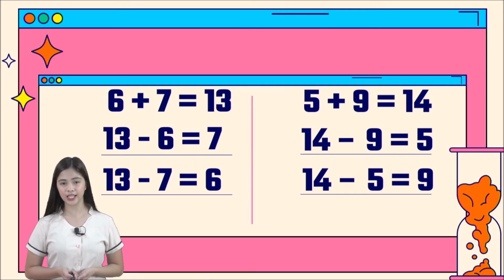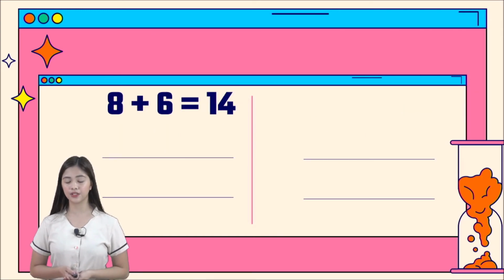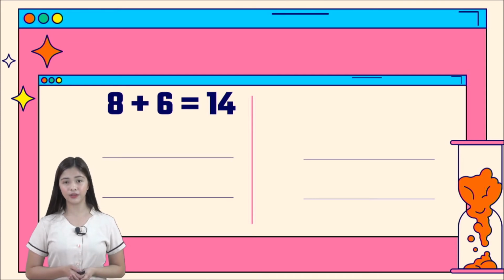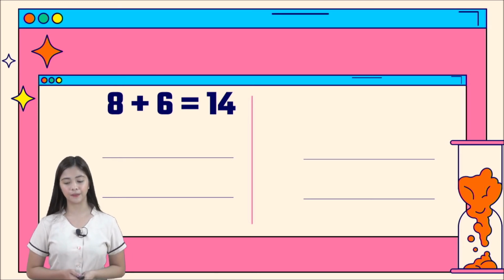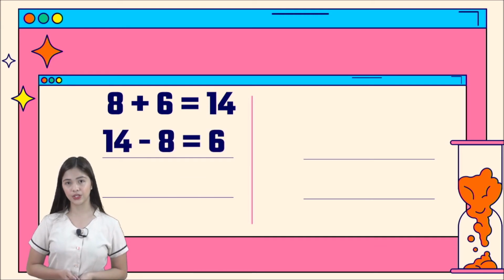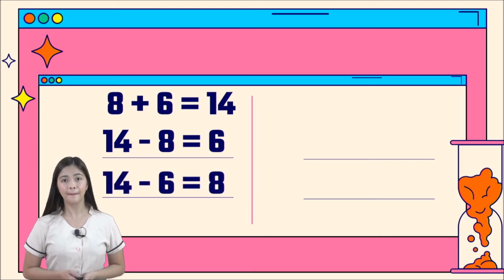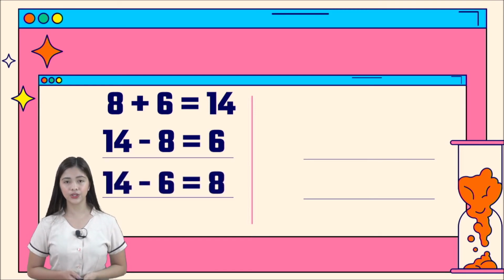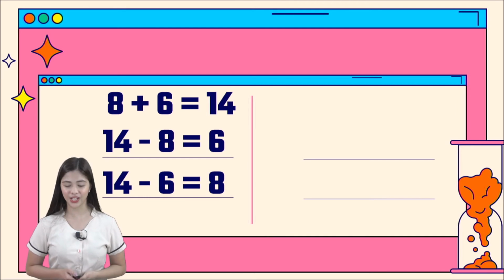Now, let's proceed to number 3. Let's have 8 plus 6 is equal to 14. Again, remember kids, the sum will always be the minuend for our subtraction equation. So let's have 14 minus 8 is equal to 6. Now let's do the vice versa. 14 minus 6 is equal to 8. As you can see, 6 and 8 are our addends in addition equation, okay?